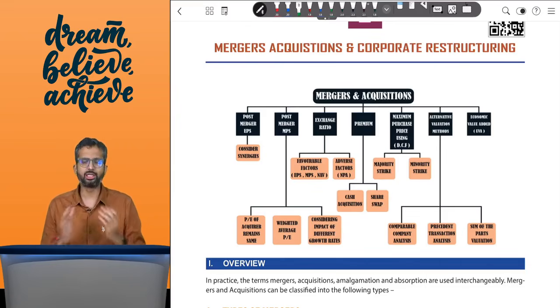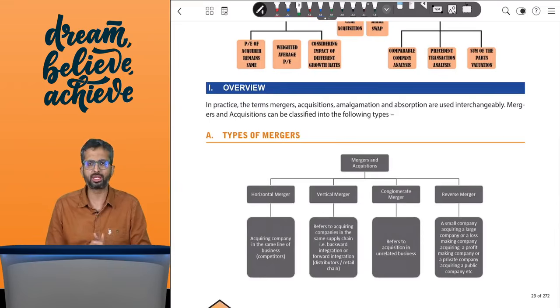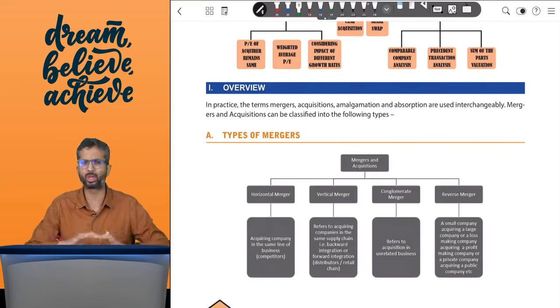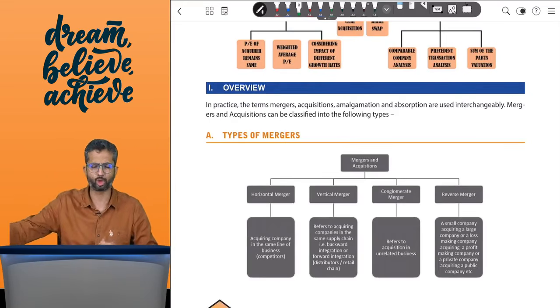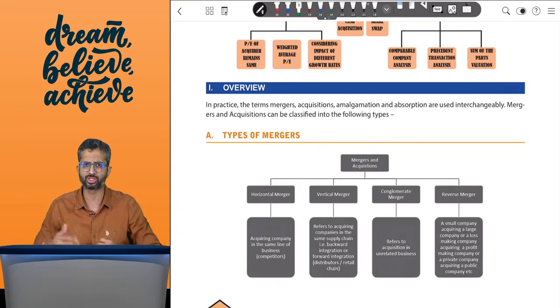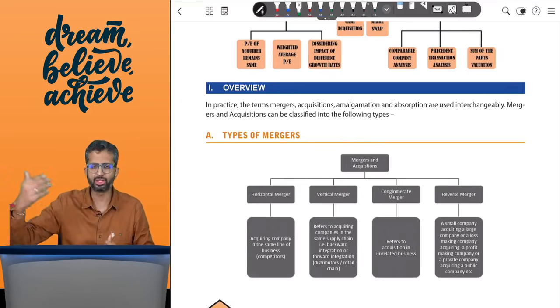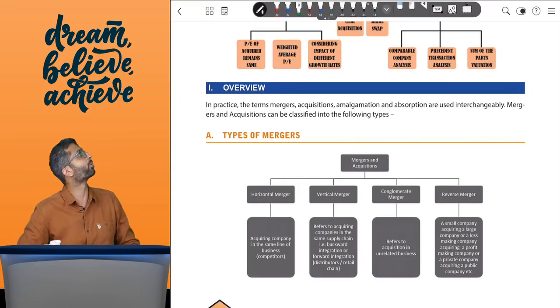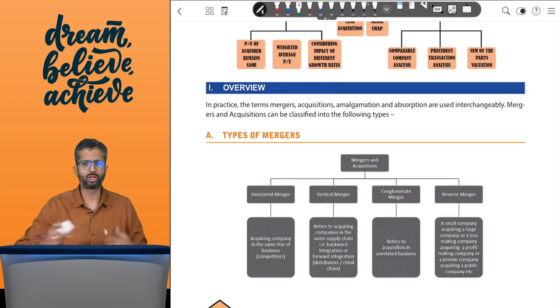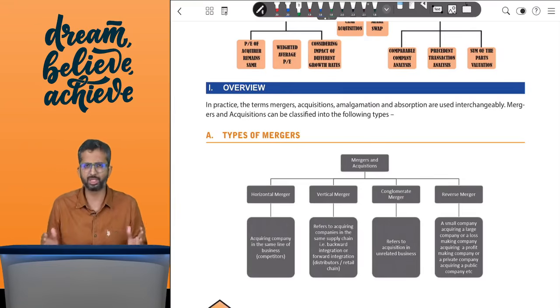In this chapter, there is a bit of theory at the beginning on what the advantages of a merger are and what the various types of mergers are, quickly running through them. You will have a horizontal merger where you acquire a competitor, a vertical merger where you acquire, let us say, a supplier or a distributor, a conglomerate merger where you are acquiring a company in some other space, and a reverse merger where a bigger company gets acquired by a smaller company, or a loss-making company acquires a profitable company, and so on.